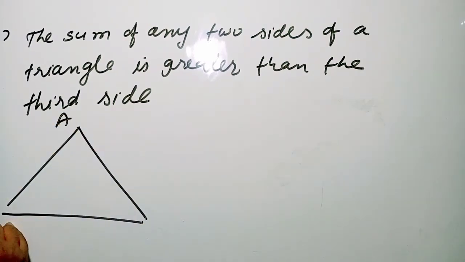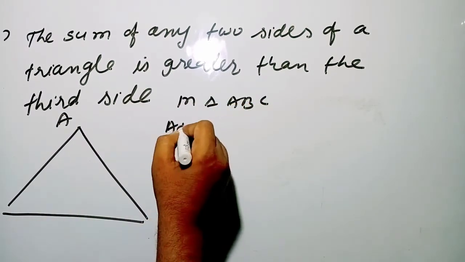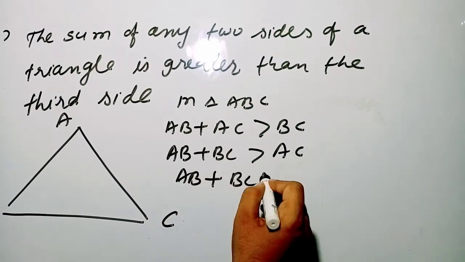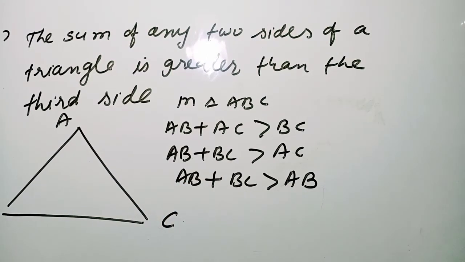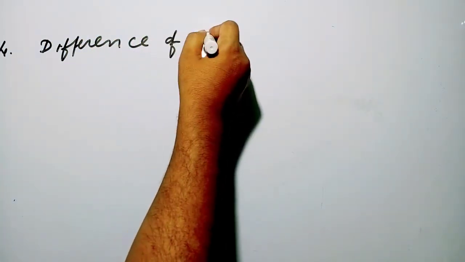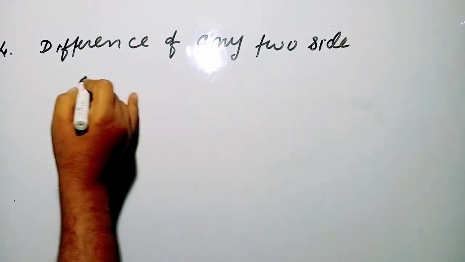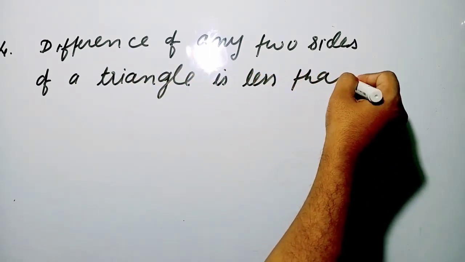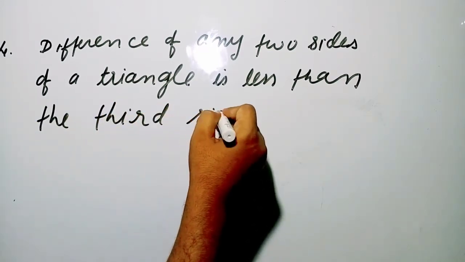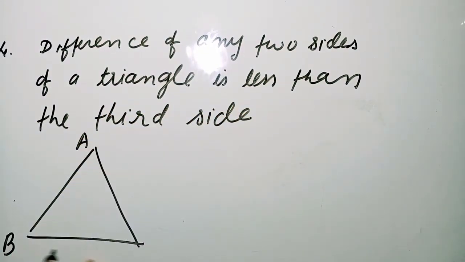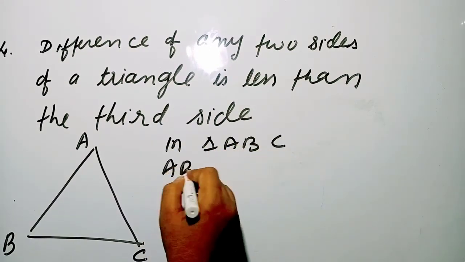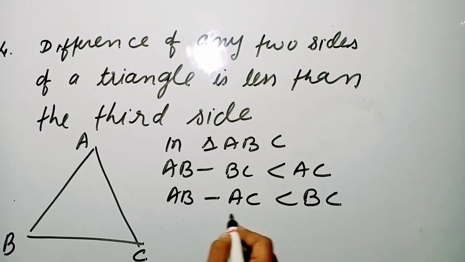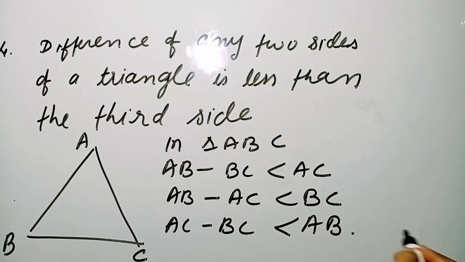Suppose triangle ABC. In triangle ABC, AB plus AC is greater than BC, AB plus BC is greater than AC, and AC plus BC is greater than AB, right? Now the next one: the difference of any two sides of a triangle is less than the third side. In triangle ABC, AB minus BC is less than AC, AB minus AC is less than BC, and AC minus BC is less than AB.